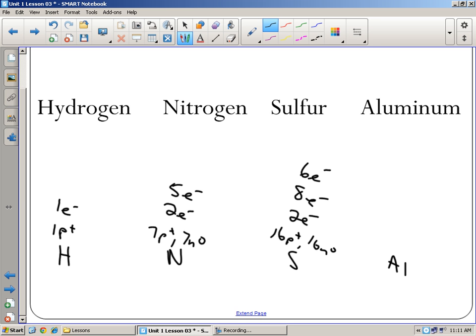Aluminum, number 13, right? So we talked about this on the last one, 13 protons. It's got 14 neutrons, okay? 2, 8, and it's got 3 in the outside energy level. If you're thinking about valence electrons only, of course, you can just look at the top one there. Hydrogen's got 1 valence electron, nitrogen's got 5, sulfur's got 6, aluminum's got 3.